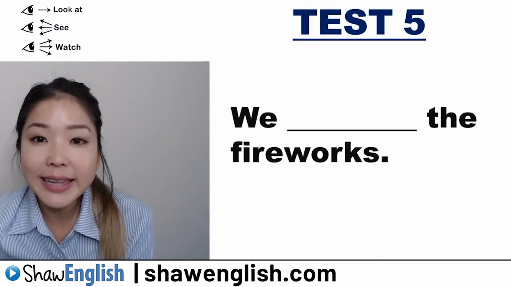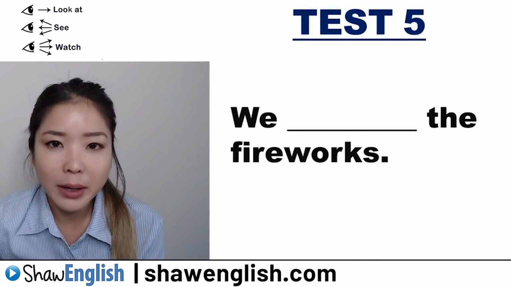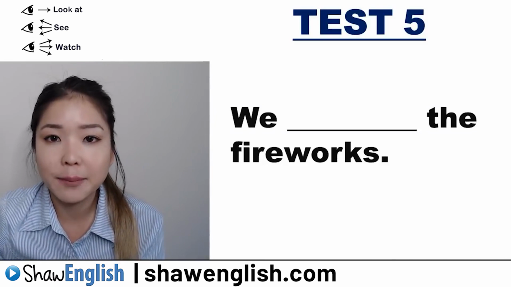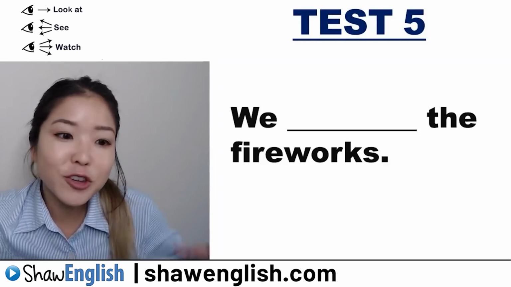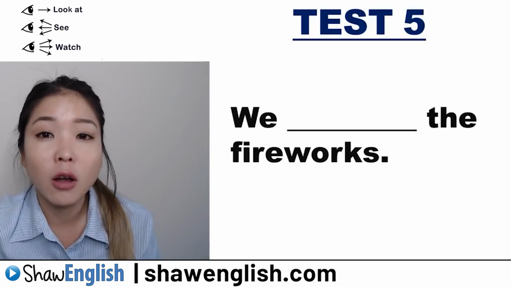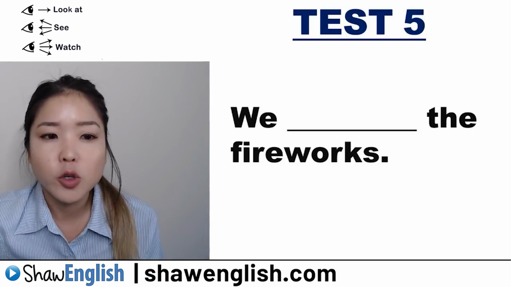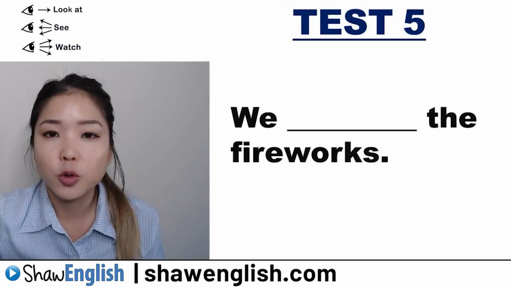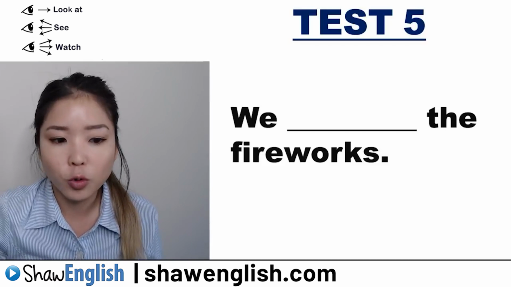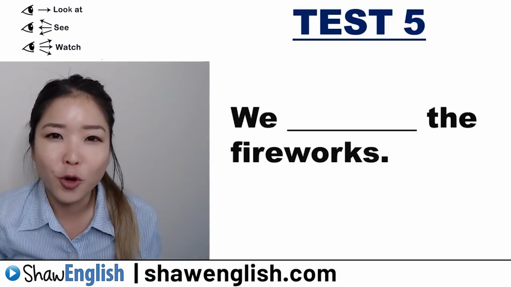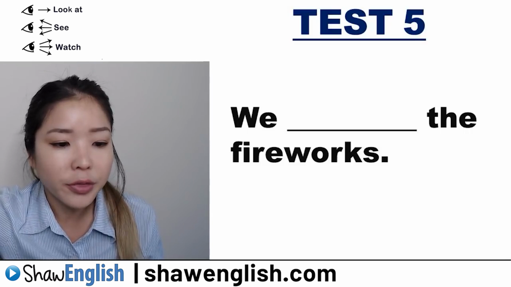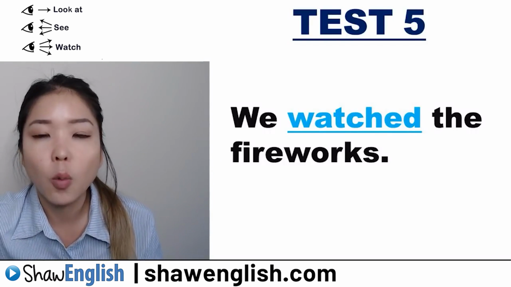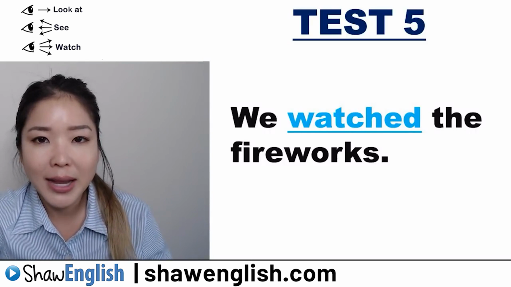Okay, now if you need the hint, I would try to remember that fireworks is kind of like a show, right? It's something that's happening for a while. It's entertainment, right? Some people even call it a fireworks show, right? So which verbs do we use most commonly with a type of show? Something that goes on for a while. That's another clue. Well, the correct answer is watched. And here we use the past tense as well.